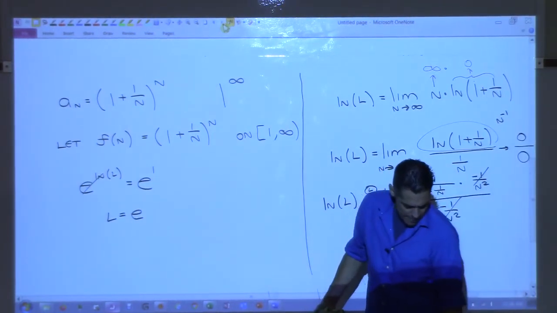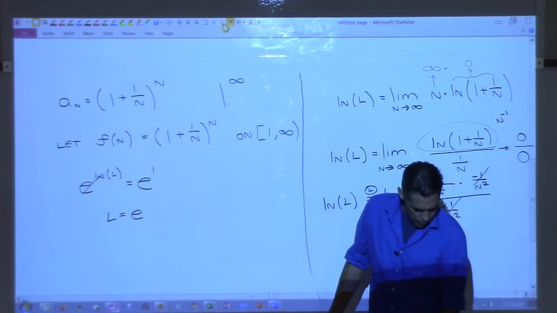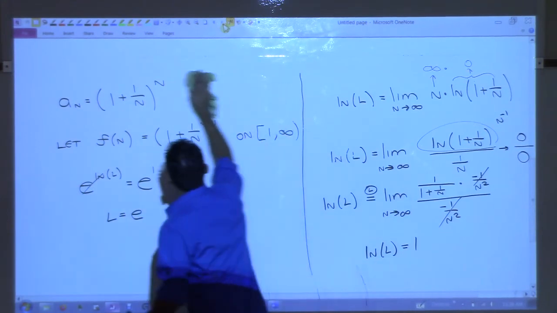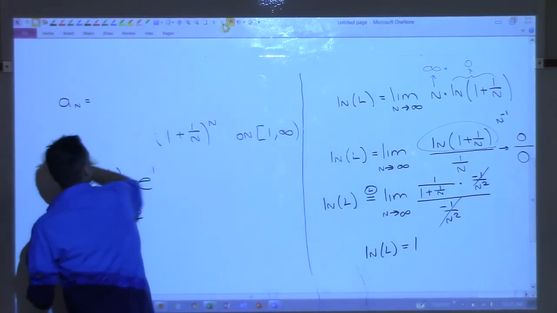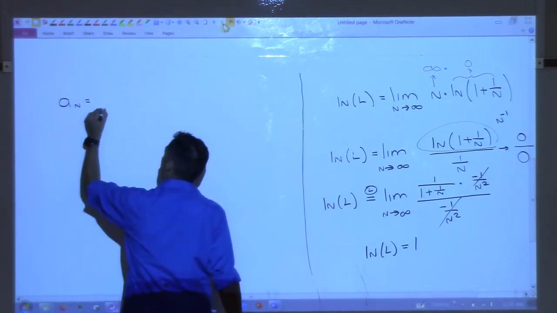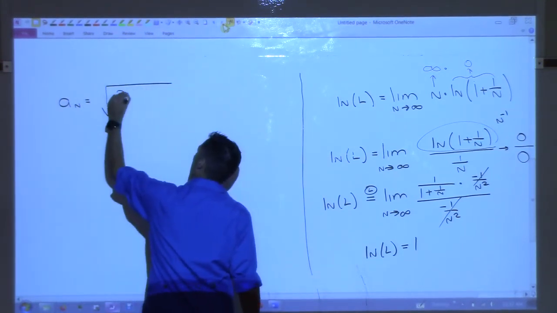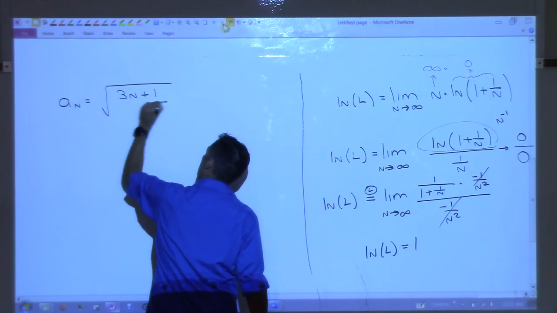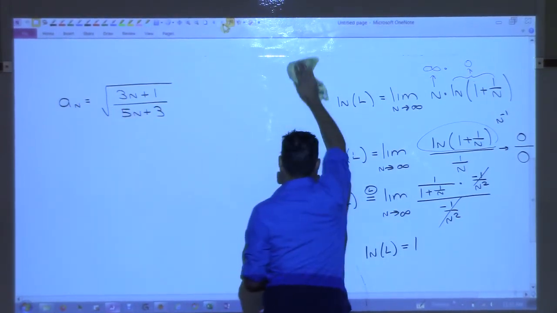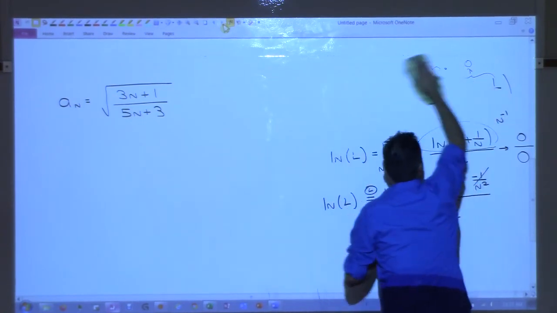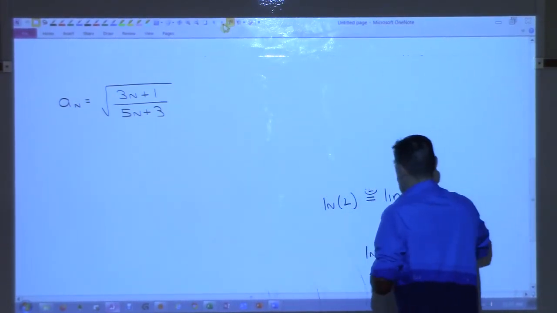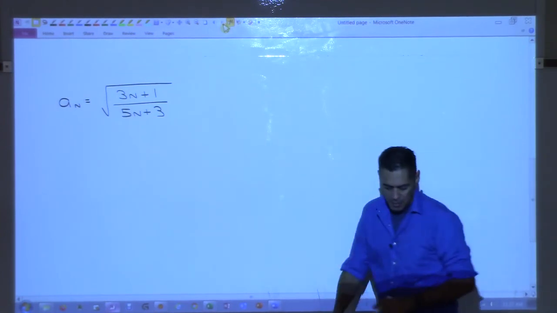All right. How about this one? New sequence. Let's figure out what the limit of this is. Square root of 3n plus 1 over 5n plus 3. All right, so I want to know what the limit of this sequence is.